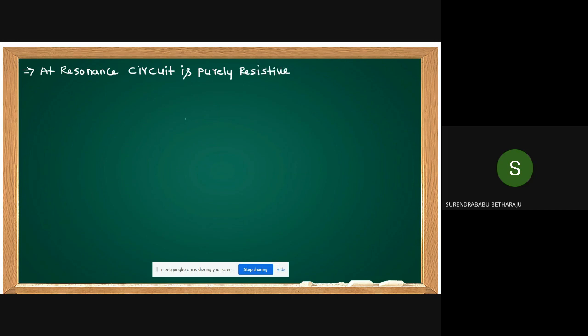Then the circuit is purely resistive means that V and I are in phase, that is the supply voltage and current. If you draw the phasor diagram, this is V, this is I, and they are in phase. But here this V equal to VR. This is the voltage across the resistor. At resonance condition, V equal to VR, because the circuit is purely the resistor.